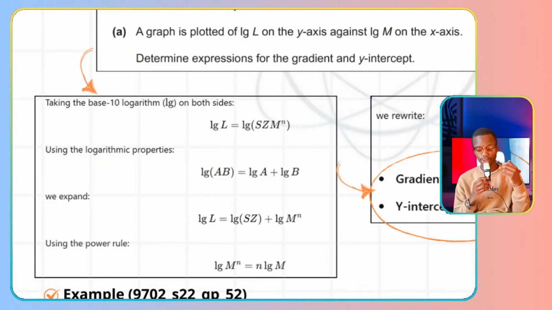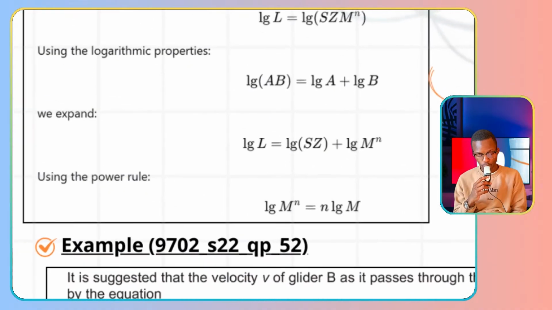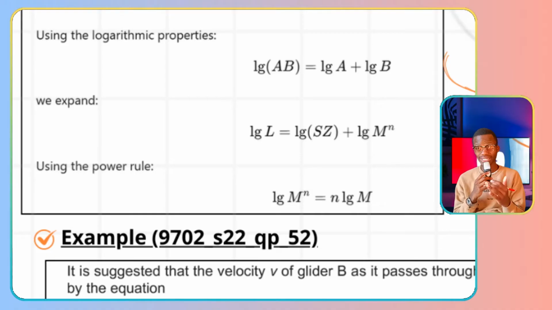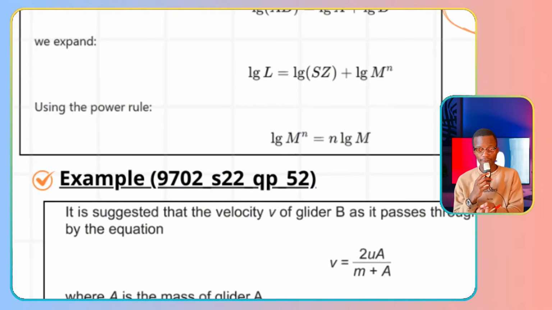You can take lns if you want. In this case, they only told me log L, so I can't use natural logarithms in that instance. So don't do that, right? If you take log on one side, take log on the other side. Using the logarithmic property that we know, if I have log AB, that's the same as saying log A plus log B. So now I can expand whatever I had above, and I have log sz.